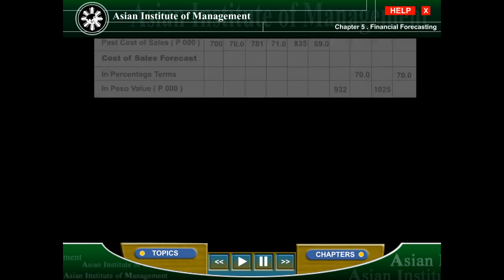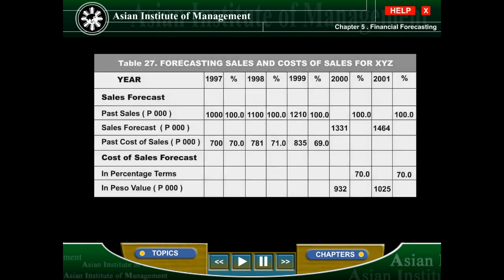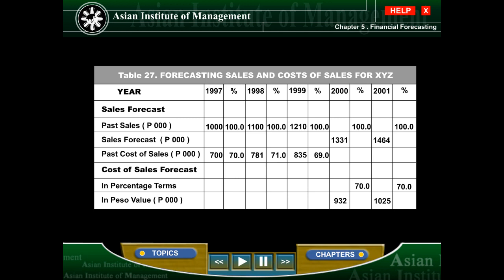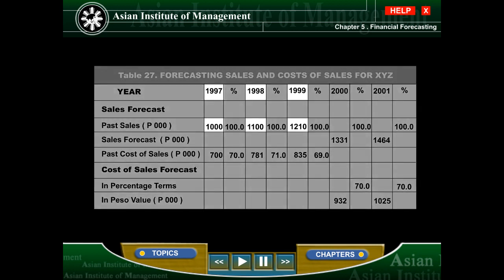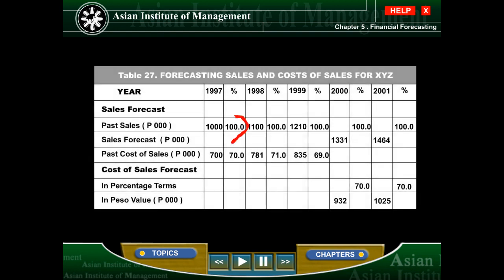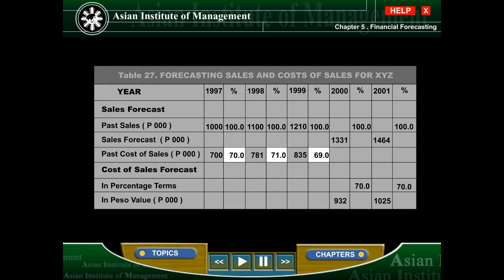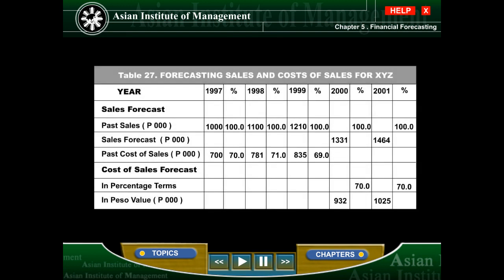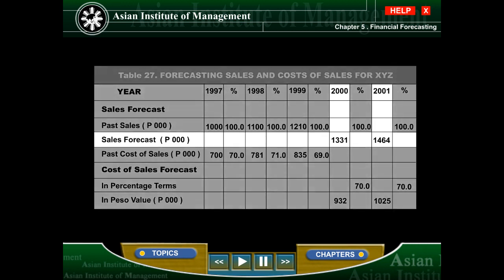In determining the most likely ratio of cost of sales to sales in the future, one can use past patterns or ratios. Let's take a hypothetical company, XYZ. Sales for 3 years have been growing as shown in Table 27. The sales figures are converted to 100% over those 3 years to get a common size picture. Next, the cost of sales is divided by the sales figure to get a percentage or ratio of cost of sales to sales. After deriving the percentages or ratios, one can make a fearless forecast of what the cost of sales percentage will be in the coming years.